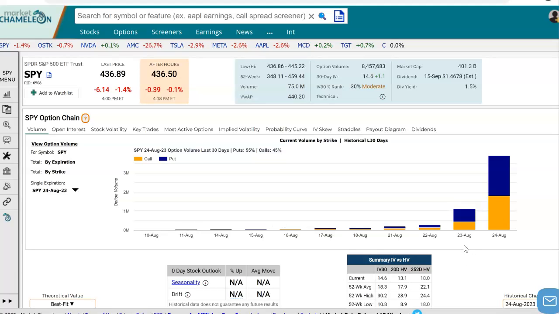So this is a quick way to analyze the distribution of the option volume for a particular stock using diagrams and graphs. And hopefully everyone, this was helpful, and hope to see you guys in the next video.